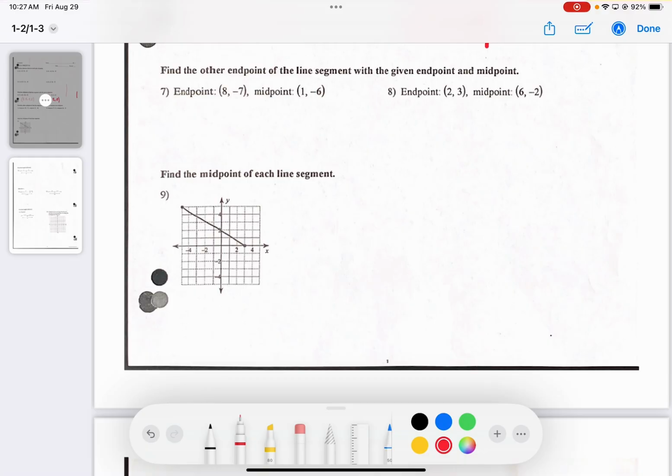All right. So what'd you guys do for number 7? Clark, what do you got, bud? Negative 6, negative 5. Okay, negative 6, negative 5. Did anybody else get negative 6, negative 5? Okay. So how'd you do that, Clark? Go ahead and articulate what you did for me.